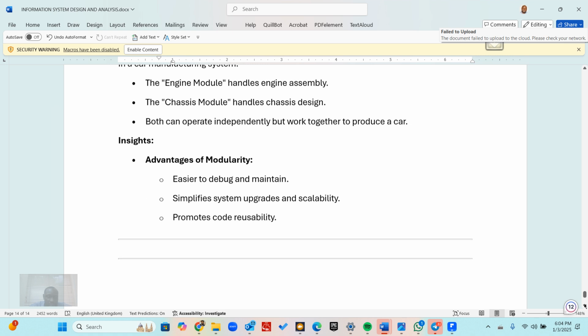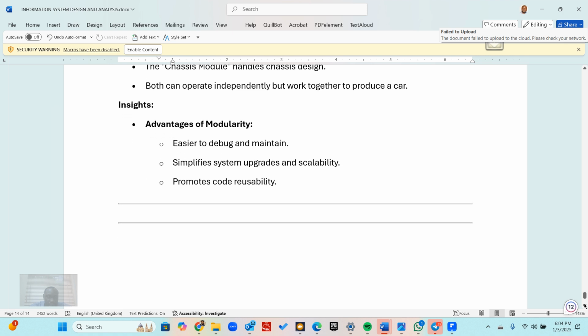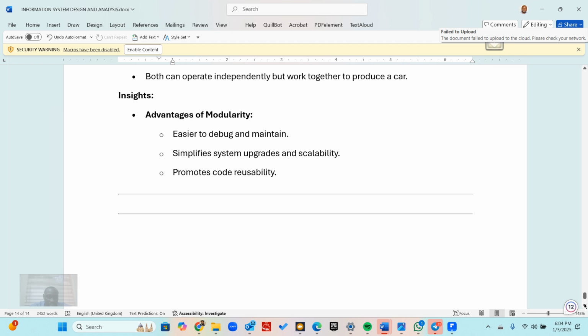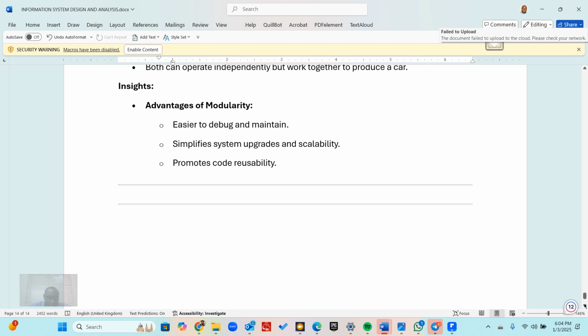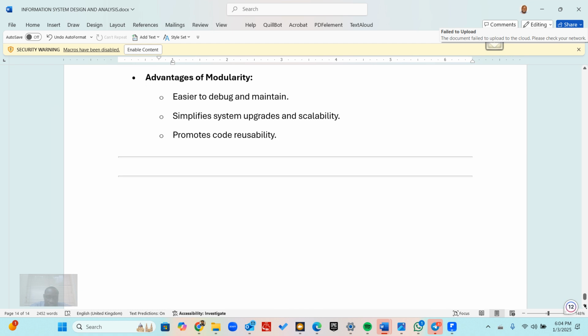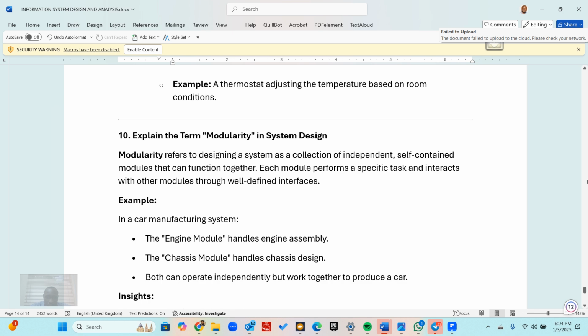Advantages of modularity: easier to debug and maintain, simplifies system upgrade and scalability, promotes code reusability. So that is it. I'll take modularity again. Modularity refers to designing a system as a collection of independent, self-contained modules that can function together. Each module performs specific tasks and also interacts with other modules through well-defined interfaces. So thank you.